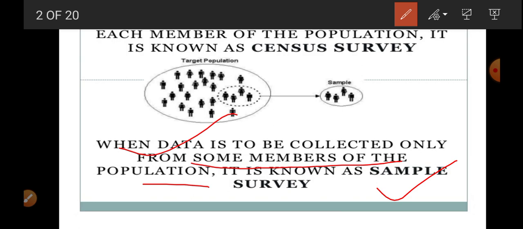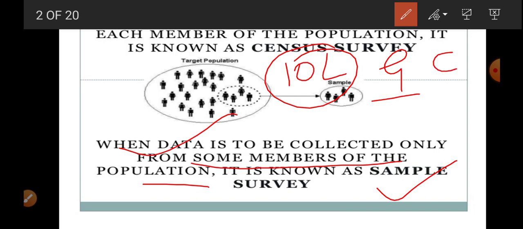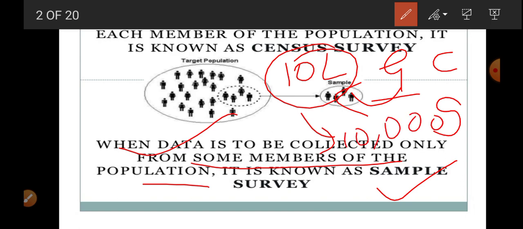So suppose I am doing a survey on the Gorakhpur situation of COVID-19, the condition of Gorakhpur in this pandemic. Suppose 10 lakh is the population of Gorakhpur. If I'm using census, I'm going to connect all 10 lakh people to know about the condition. And if I'm using the sample method, I'm going to connect only a few, suppose 10,000.